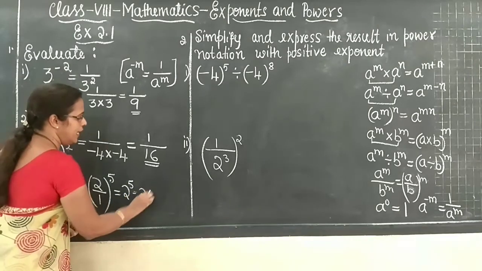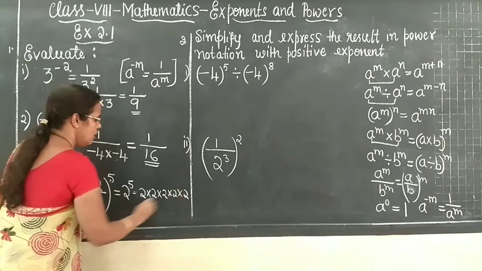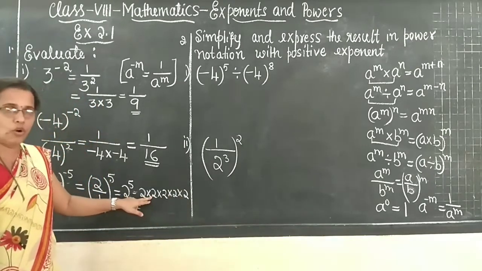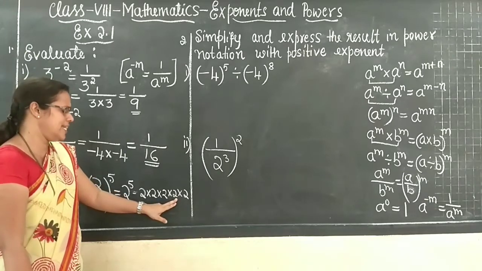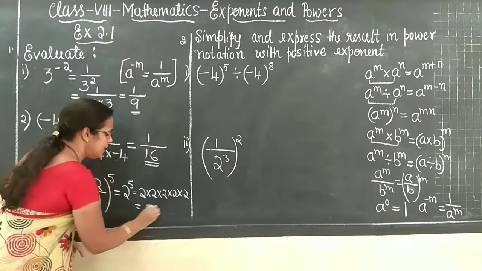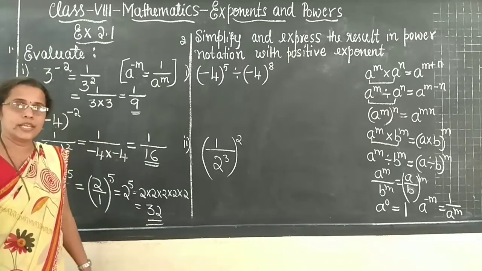5 times. 2 into 2 into 2 into 2 into 2. So 2 2s are 4, 4 2s are 8, 8 2s are 16, 16 2s are 32. So what is the final answer? 32 is the final answer.